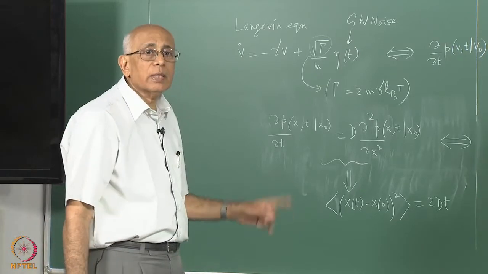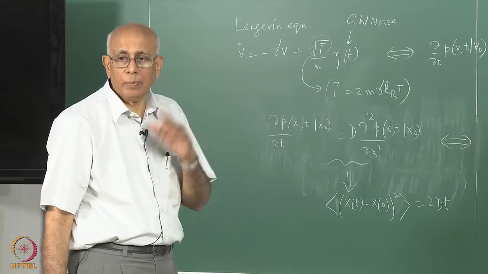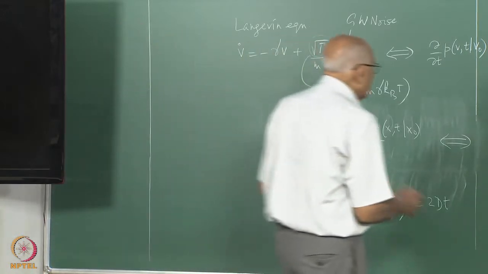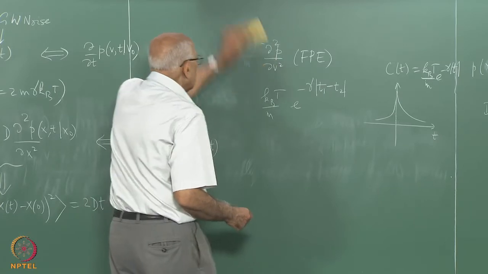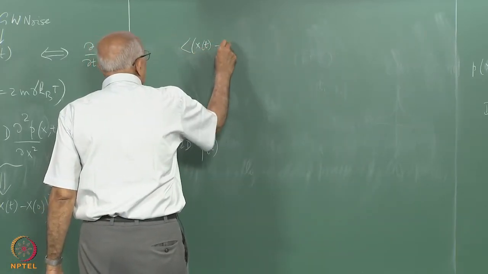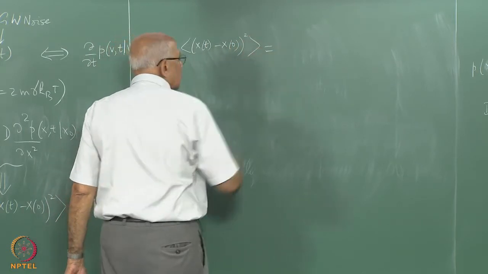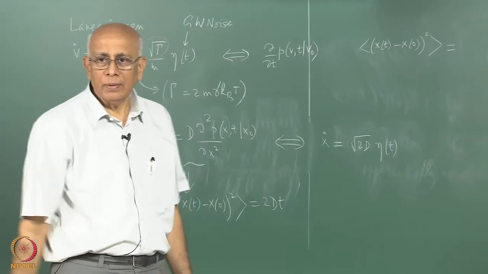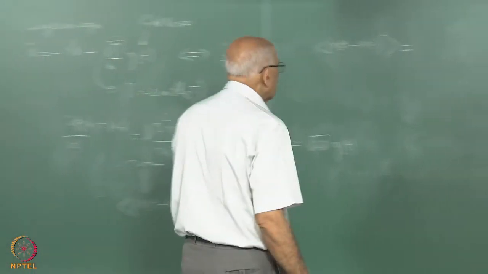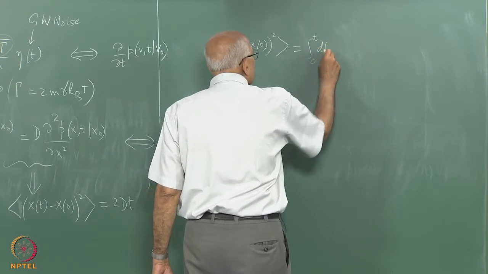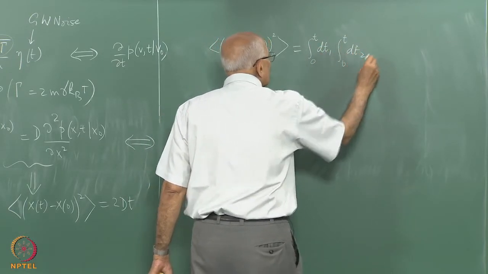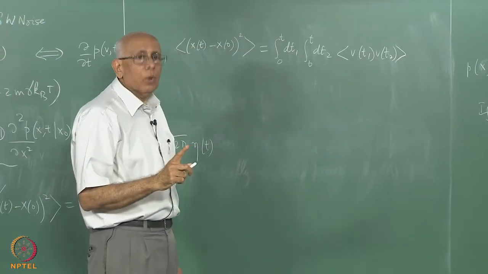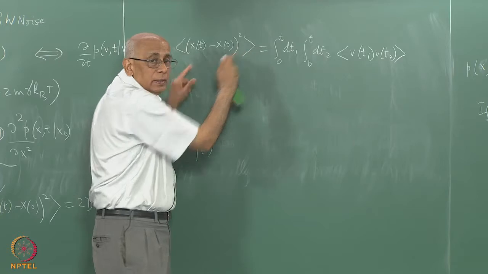Now, let's see if that is exact or it's an approximation. From what we've talked about so far, it's clearly an approximation. So, the question is, what's the quote unquote exact result in this case? And that's easily found because all we have to do is to go back and say x of t minus x of 0 is the integral of the velocity, 0 to t dt1 v of t1, and I want to square it and then take the average. So it's clear this is equal to the integral 0 to t dt1, 0 to t dt2, average value of v of t1, v of t2. Full average over the initial condition as well, because I put these bars here.